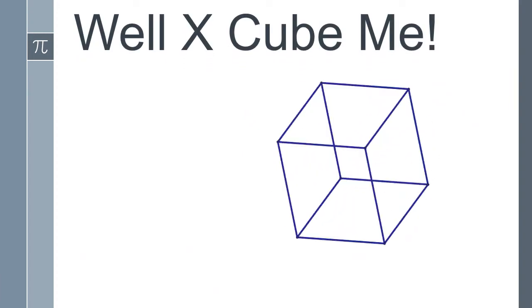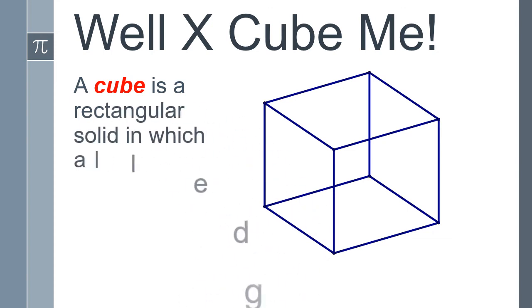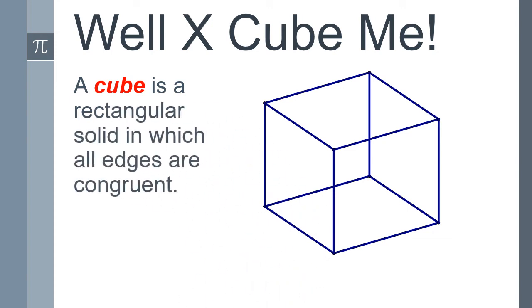Excuse me. A cube is a rectangular solid in which all edges are congruent, right? And each of the faces are congruent, right? They're all squares. So that's what a cube is. It's a rectangular solid in which all 6 sides are squares that are congruent to each other.